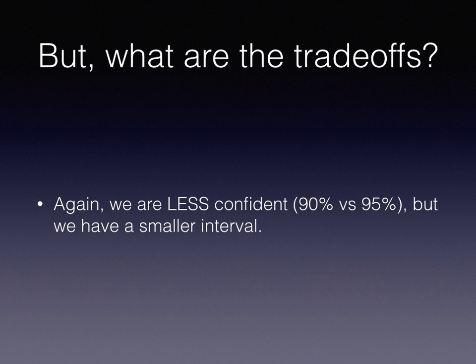So what are the trade-offs? We're less confident: we're 90% confident instead of 95% confident, but we do have a smaller interval, which is nice. You can have a smaller interval, but you have to be less confident. Like, I'm 100% confident that everybody in this class is getting between a 0 and 100. Am I confident that everybody's going to get between 83 and 84? I'm a little less confident, because that's a very, very small interval.